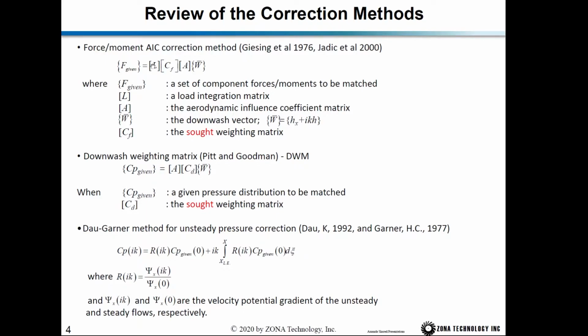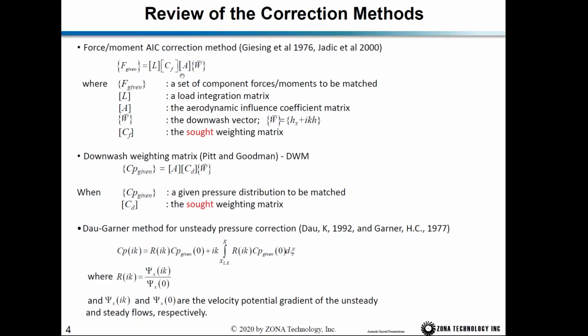The force moment AIC correction method developed by Giesing and Jadek is shown here. The force given is the given component loads, like the wing bending moment and hinge moment of the control surface, and that's the constraint function. With this constraint function, the AIC correction method computes a weighting matrix.